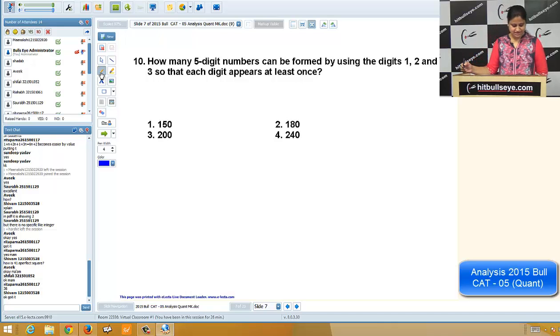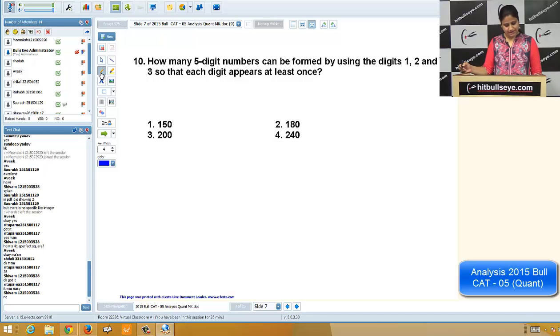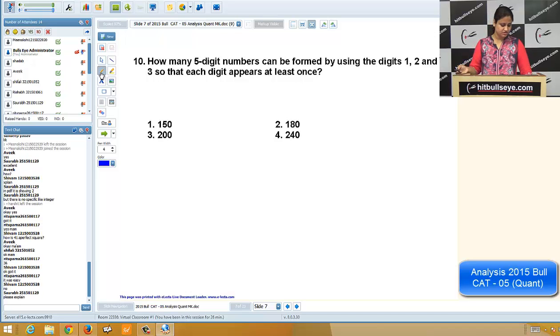Yeah, question number 10, any problem? Guys, question number 10, any problem? Yeah, it was easy actually. If you are comfortable in permutation and combination, the basic permutation and combination is what we need in this question. No high funda. Okay, Saurabh, let us see.